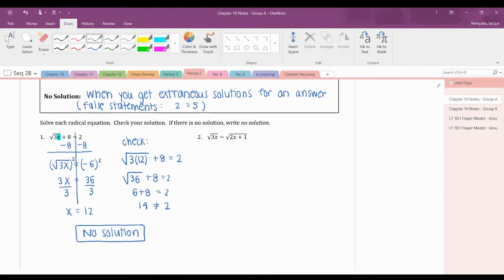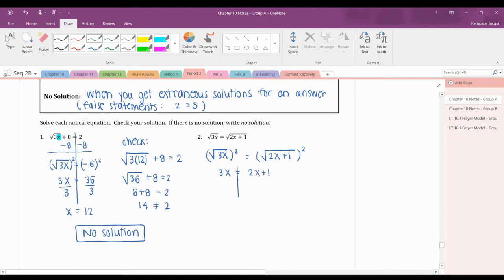If we take a look at the next example, notice that we have 2 different square roots. Because there's a square root on each side, I'm going to take the square root of 3x and square it. That means what I do to the left side, I'm going to do to the right side. So I'm going to take the square root of 2x plus 1 and square that as well. That leaves me with just 3x on the left and 2x plus 1 on the right.